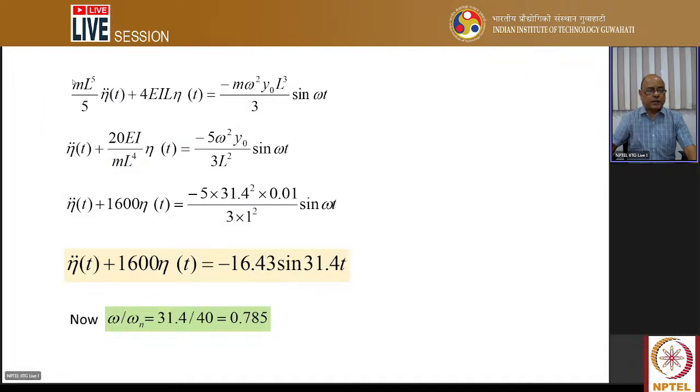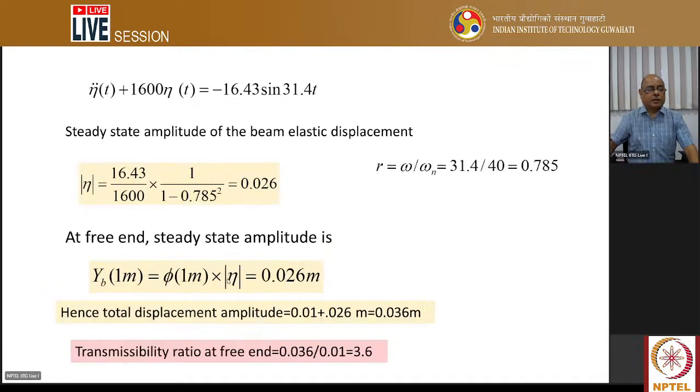So we have found the equation of motion taking an approximate mode shape, and considering that mode superposition is valid, only the first mode we have taken, and then we have found this. The equation of motion is this, neglecting damping. So it is a harmonic motion that you can see here, and the frequency ratio in this case, you can see this is the natural frequency, the driving frequency ratio is found, and the steady state amplitude is this.